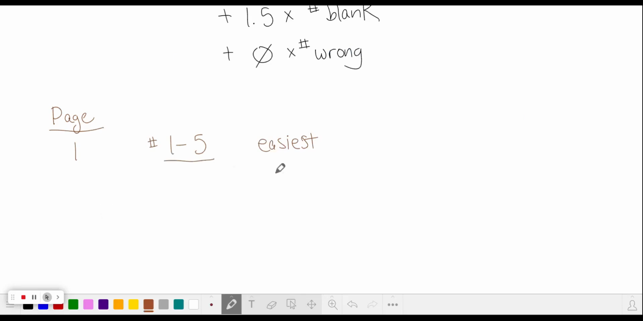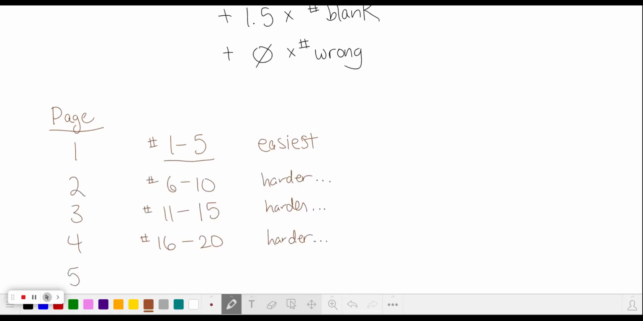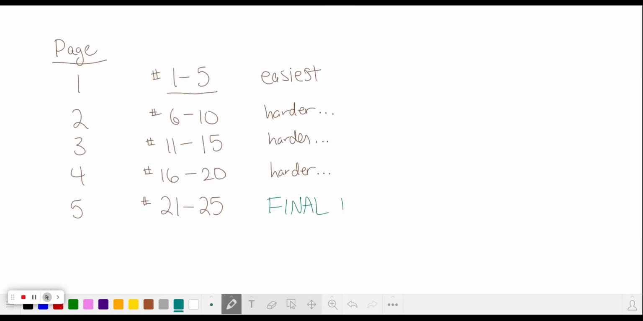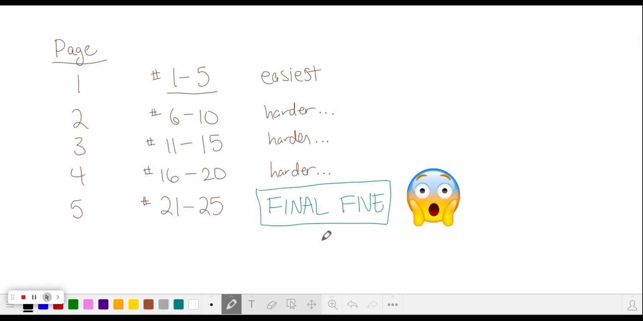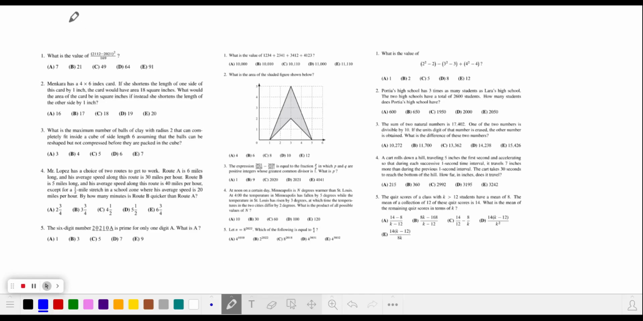The first 5 problems will be the easiest on the exam, and they get harder as you go through the exam until you get to the last 5 problems, which are known as the final 5, which are the most challenging problems on the exam. Let's take a look at some sample tests. Here are the first 5 problems from 3 recent AMC 10s.